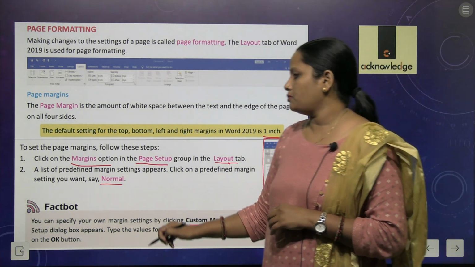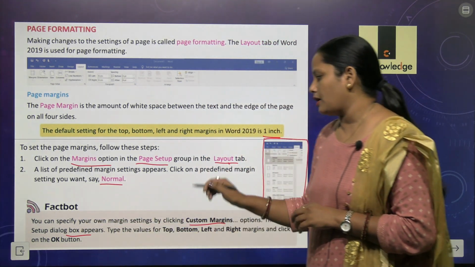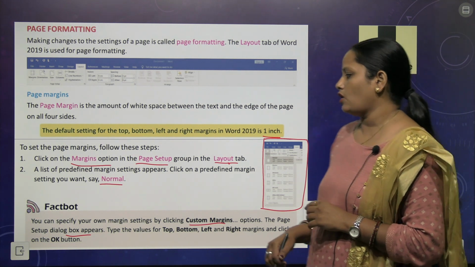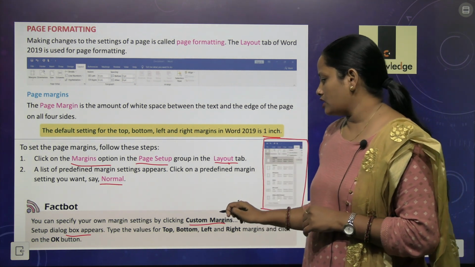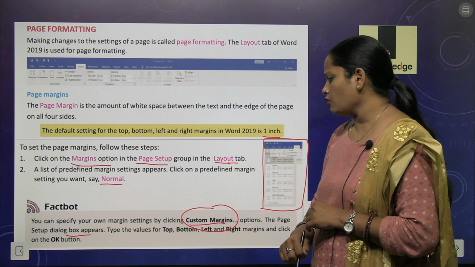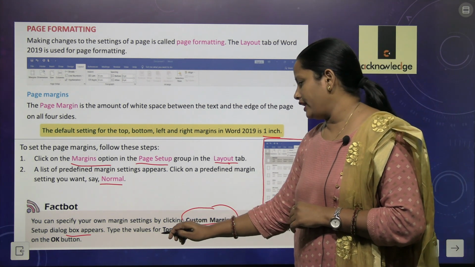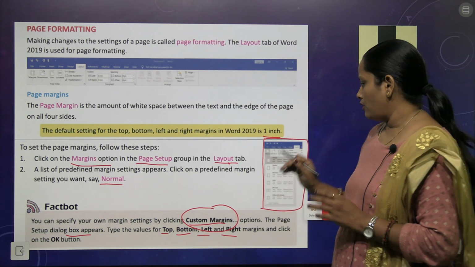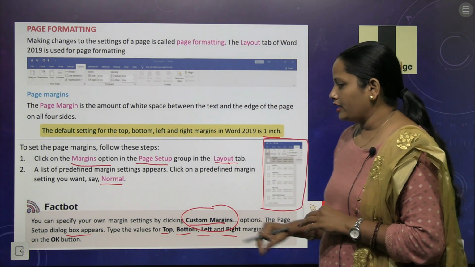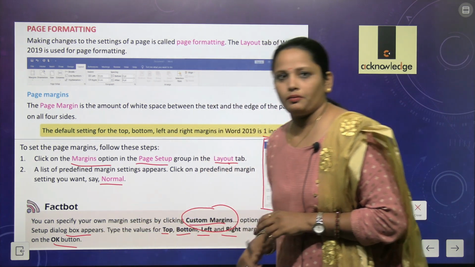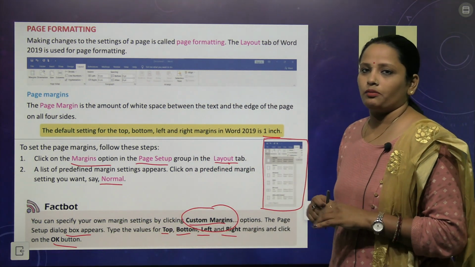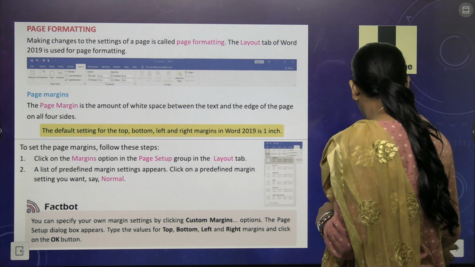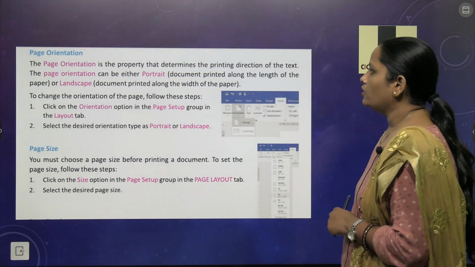The Page Setup dialog box appears. Type the values for the top, bottom, left and right margins and click on the OK button. So, for customizing our margin, we have to write the numbers for the top, bottom, left and right margins. After writing the numbers, we click on the OK button, and the page will be set according to our choice.